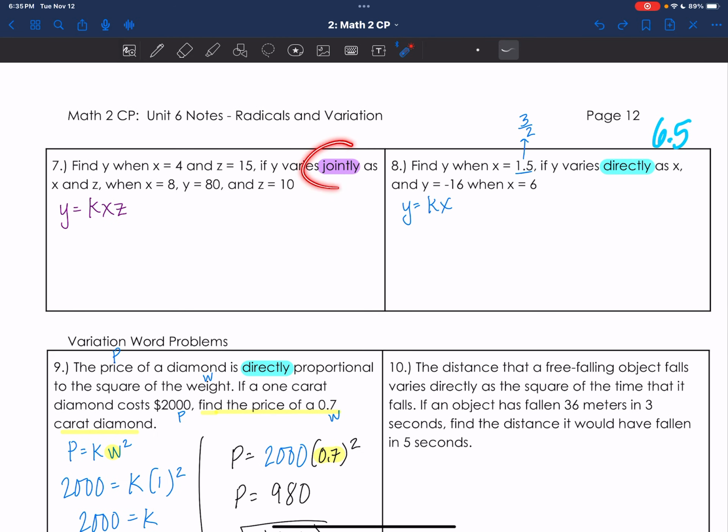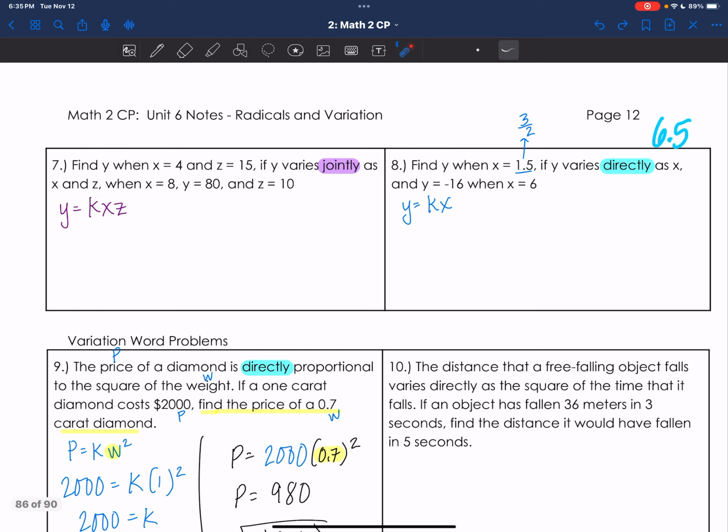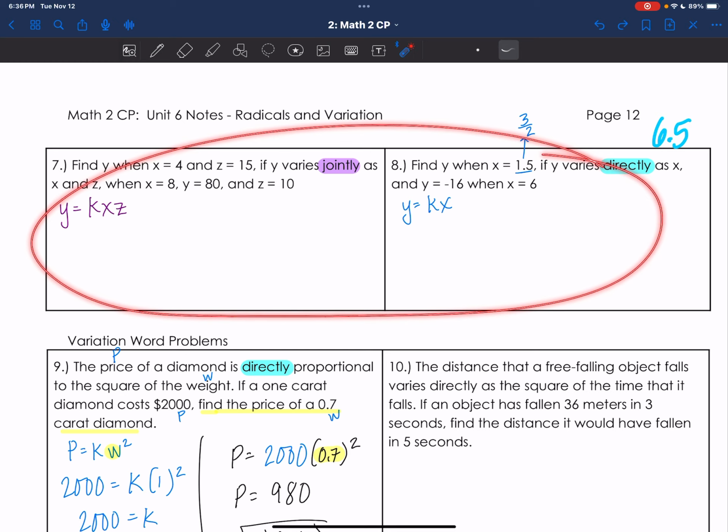All right. I gave you a hint on this one. For number 7, it varies jointly, so I want you to try that. Here's your formula. Remember to find k first. And on this one, I'll give you a hint: make x equal 3 halves. That'll make it a little bit easier. You're going to find y when x equals 1.5 or 3 halves. If it varies directly, you're going to use this first with this and this. Once you've got k, then plug it into the other. So go ahead, try those.